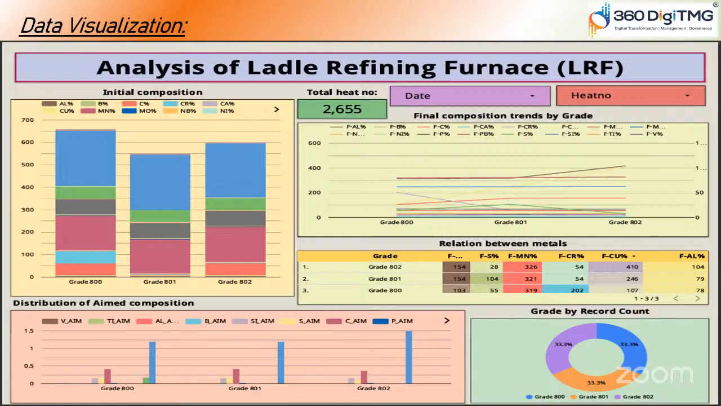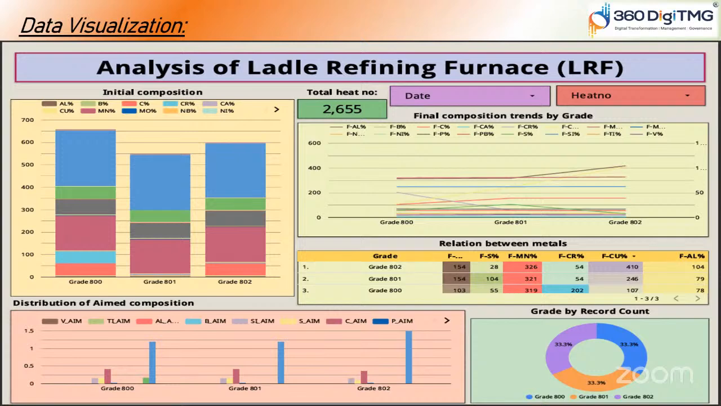Final insights. Manganese is the most significant metal in both composition and variance. Boron is consistently the least used, but it's still crucial for specific steel properties. Grade 802 demands the highest refinement and consistency. This visualization supports decisions in process control, sampling frequency, and alloy cost optimization.